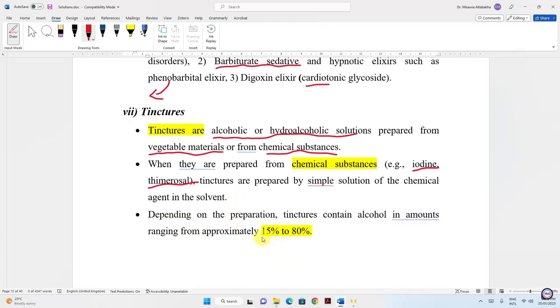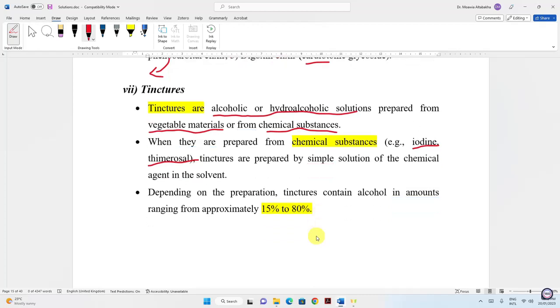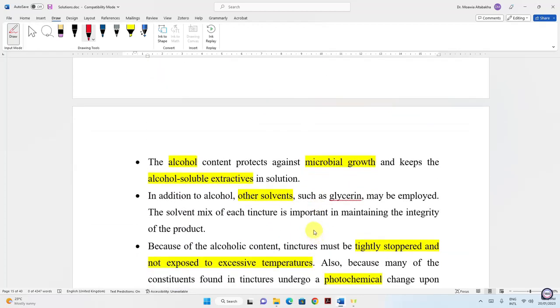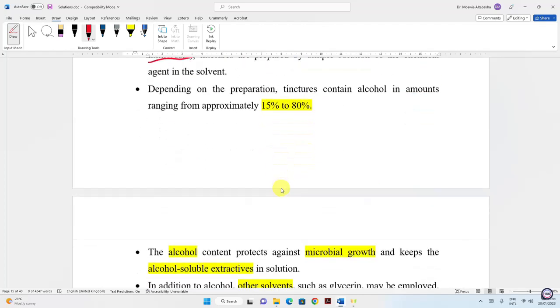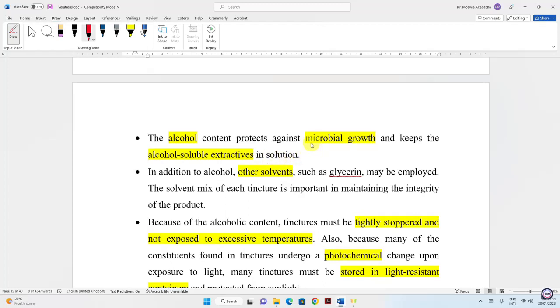What is the concentration of alcohol? It varies widely, ranging from 15 to 80%. As we said, it contains a high percentage of alcohol, and this can protect against the growth of microorganisms, and not only that, but also allow alcohol soluble ingredients to stay in solution. Now, in addition to alcohol, glycerin might be added as a co-solvent.